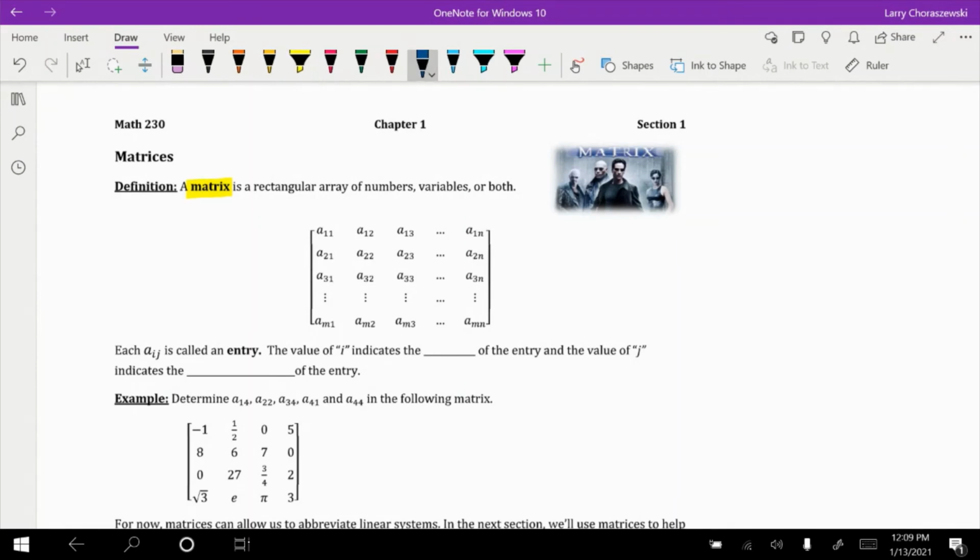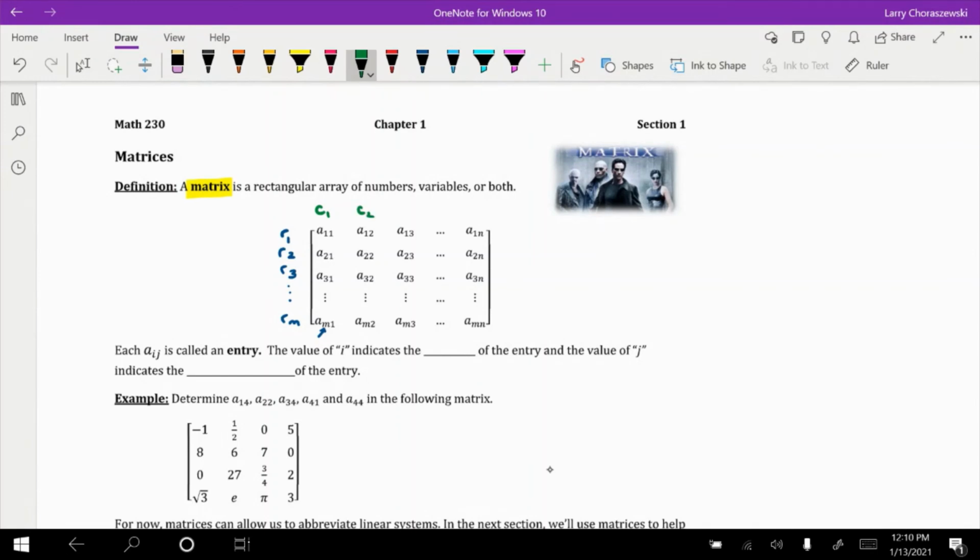Now, I would like to add some notation to this diagram here. The first row, I like to indicate that with R sub 1, and that would consist of all these numbers or expressions, A sub 1, 1, A sub 1, 2, and so on and so forth. Right underneath that is row 2, and right underneath row 2 is row 3, and this goes all the way down to row M. Now, how do I know that's row M? It has to do with the fact that the first thing that's written in that subscript is M.